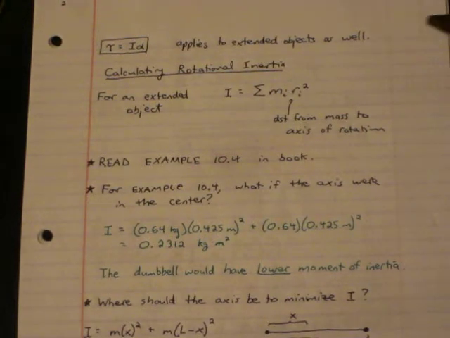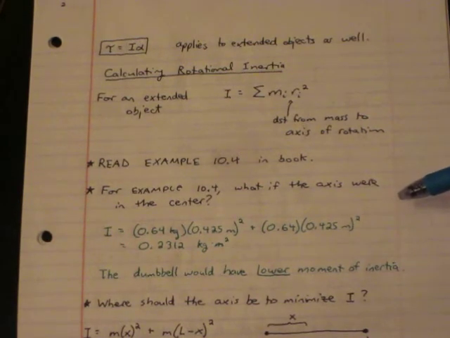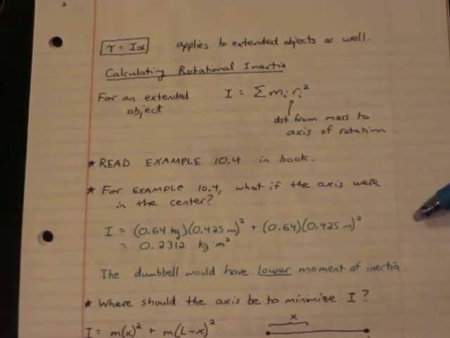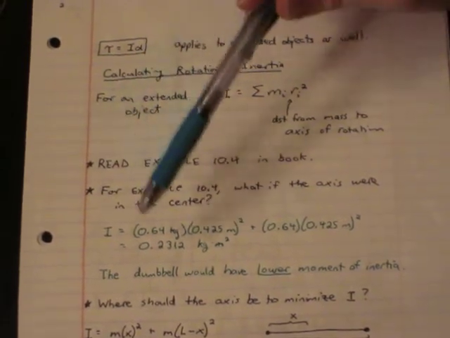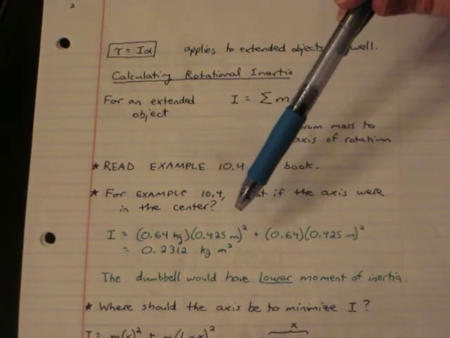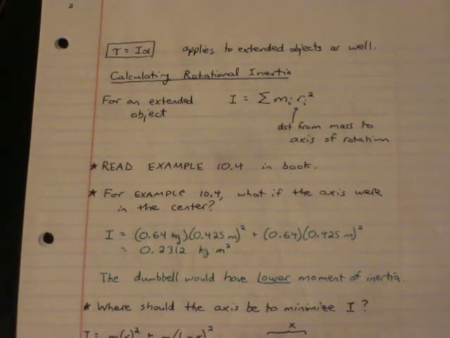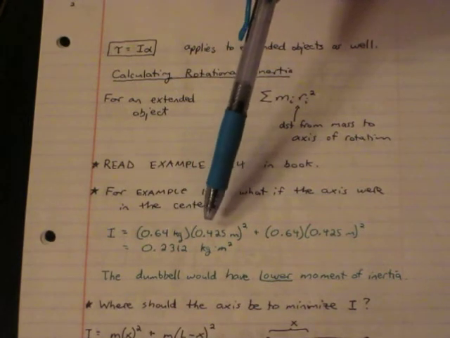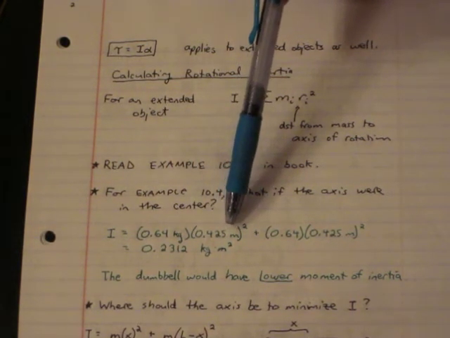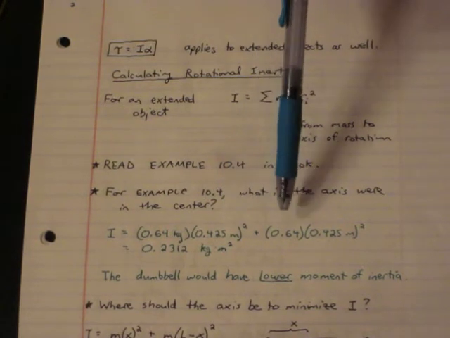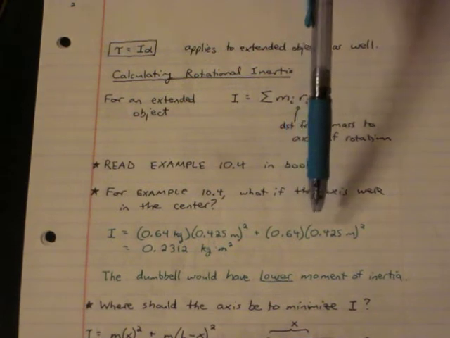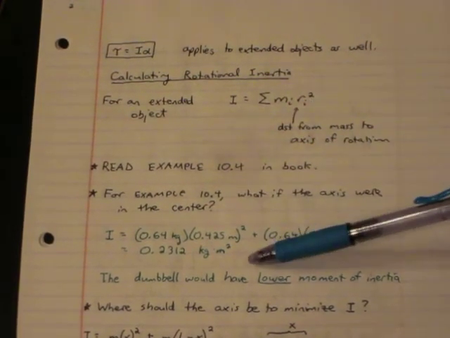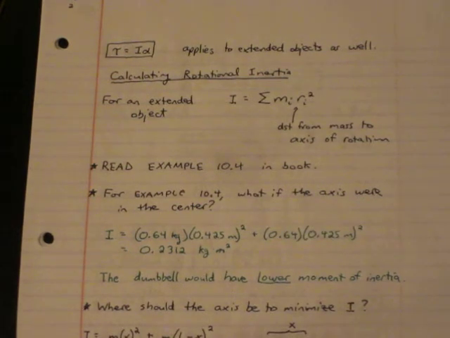For example 10.4, what if the axis of rotation were in the center of the dumbbell? So this is just a follow-up question to give you more practice here. Well, in this case, you would have moment of inertia, and we're going to add the moment of inertia of every individual part. Again, we're assuming that the rod is massless because we don't yet know how to deal with a continuous body. We're just dealing with the weights on the end. So we have the first weight. It's 0.64 kilograms times, and it is 0.425 meters away from the axis of rotation, squared, plus the other weight is the same thing, 0.64 times 0.425 meters squared. And what we get is 0.2312 kilogram meters squared.